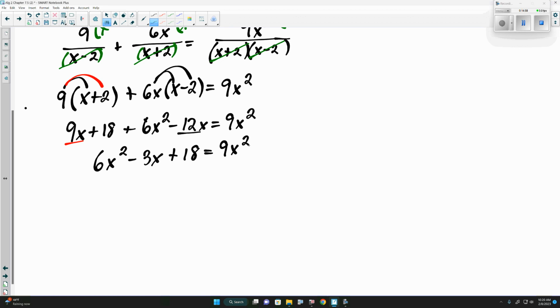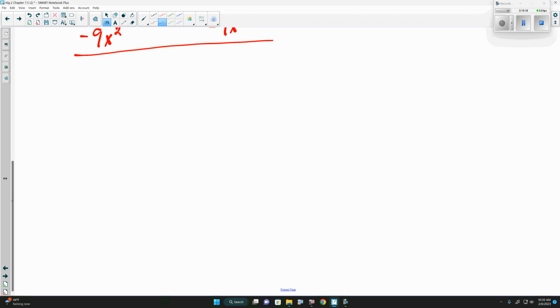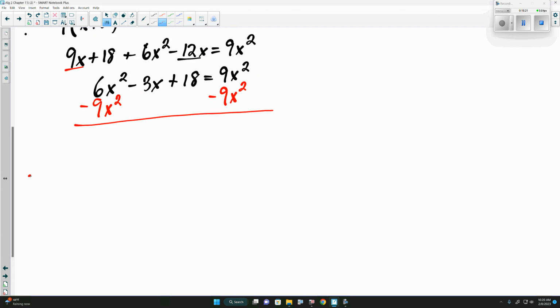Now we do need to get this equal to 0. However, trying to move everything over to the 9x squared is going to take 3 steps. It's going to be a little bit easier this time to just subtract 9x squared from both sides. 6x squared minus 9x squared is negative 3x squared, minus 3x plus 18 is equal to 0.